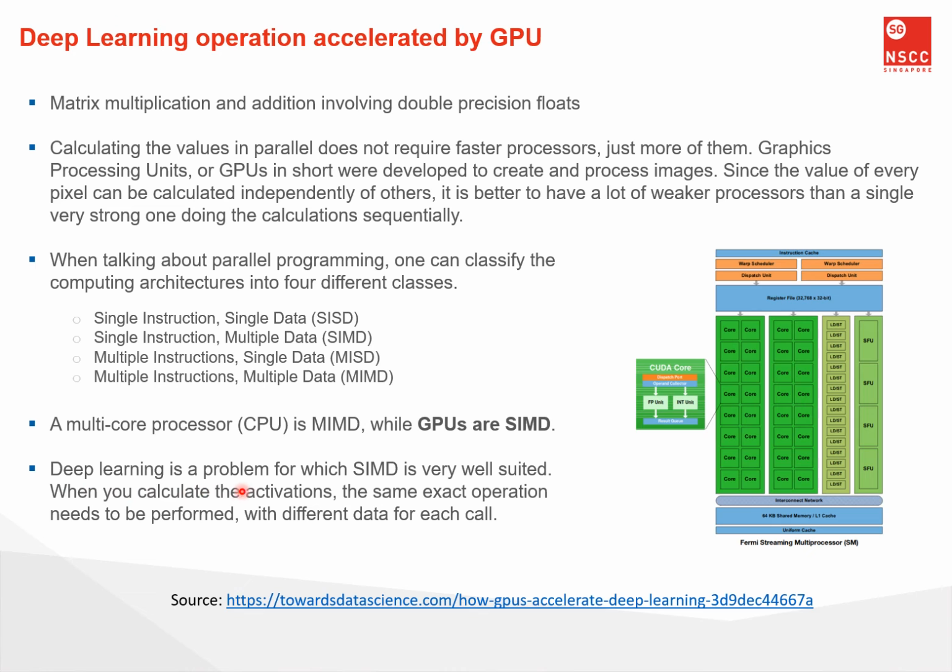Deep learning is a problem for which SIMD, or single instruction multiple data, is well suited. When you are calculating the activations, the same operation, hence the single instruction, needs to be performed, but it is performed with different data for each core, or each of the GPU cores itself.